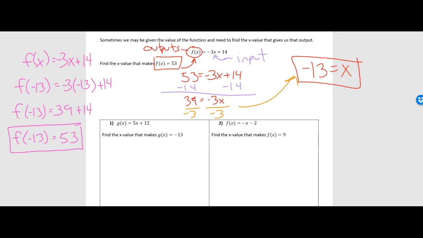Okay, that's where we're going to wrap up this video. There are some other problems below that work the same way. We're finding inputs rather than outputs here. So hopefully you can use the example at the top to help you with those.